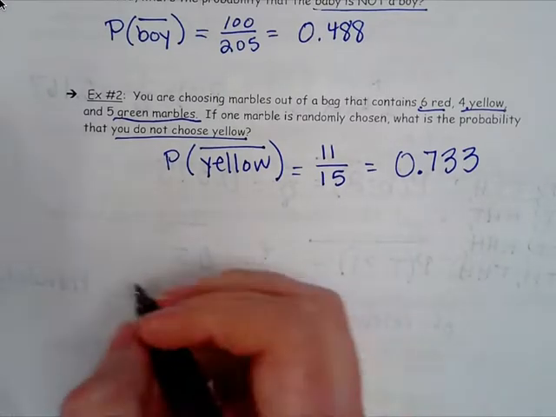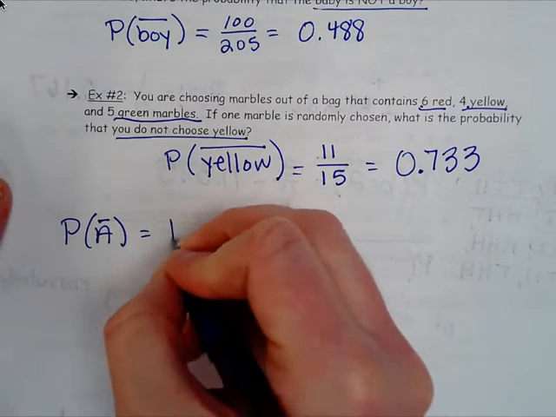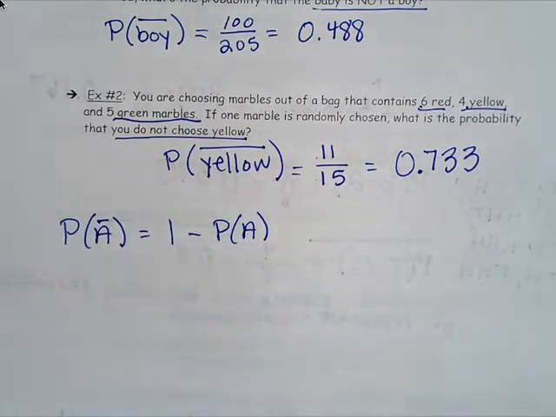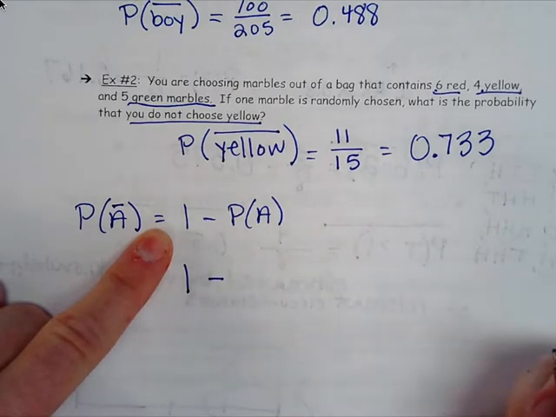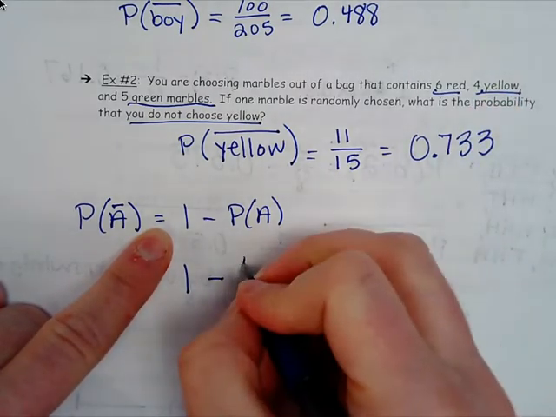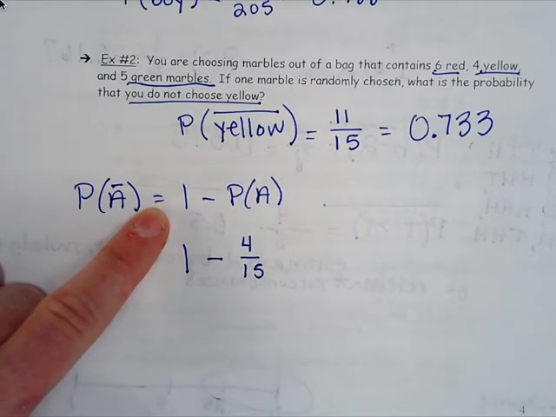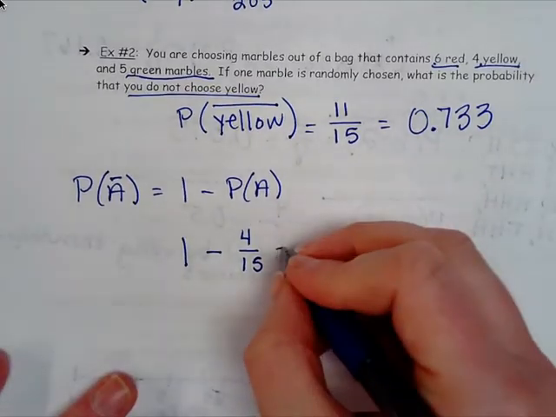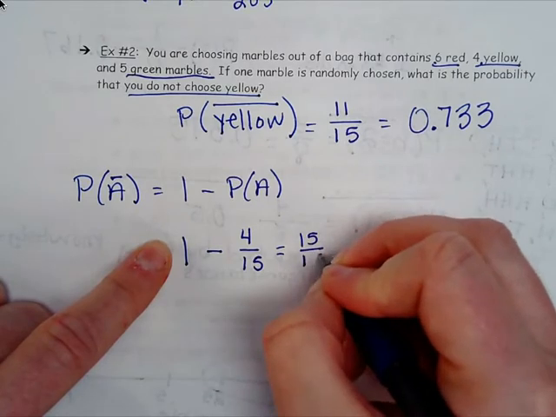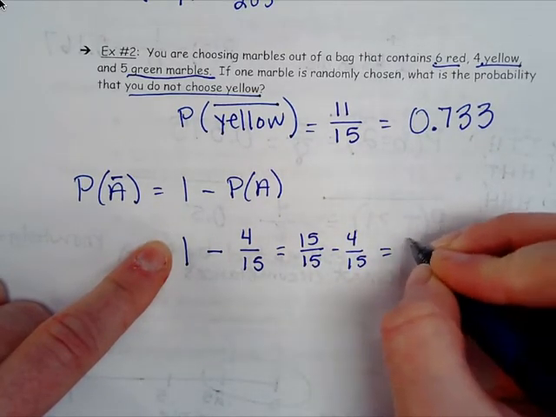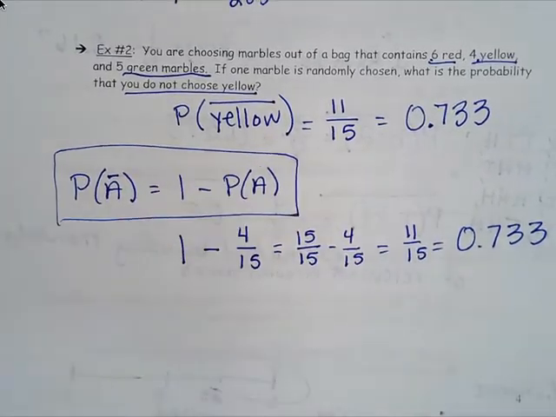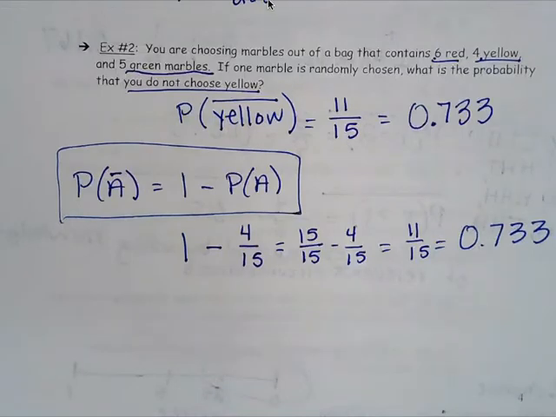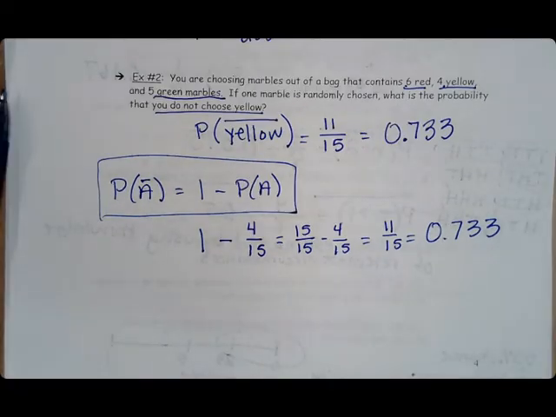Another way of finding the complement is that the probability of a complement is 1 minus the probability of A. It's kind of like taking 100% and subtracting the probability that it does happen, and you get the probability of it not happening. So this one would be 1 minus the probability of yellow, which is 4 out of 15. So you do 1 minus 4 fifteenths, which if you're finding common denominators, you do it like this. It comes out to the same thing, 11 over 15, which is 0.73. So this is an important formula to know. Okay, we will finish the next part in the next video.